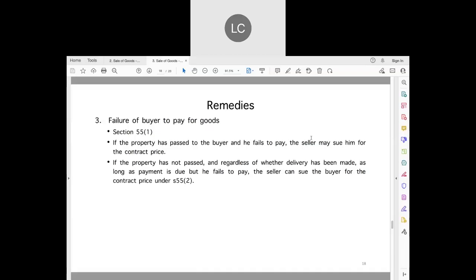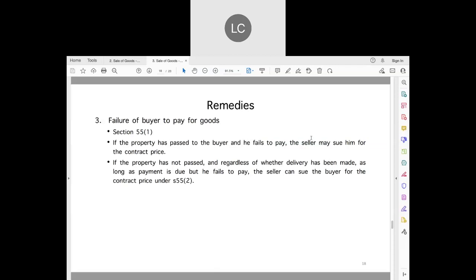But the only problem with 55(2) is the phrase "a day certain." There will be no problem if the parties have in their contract of sale agreed on a particular date that payment shall be made by the buyer to the seller. But if there is no such agreement, then the phrase "a day certain" seems to suggest that something must have happened to make a day or a date certain.